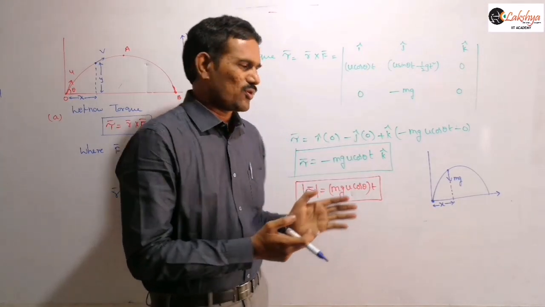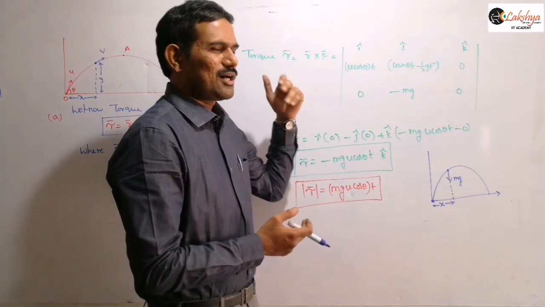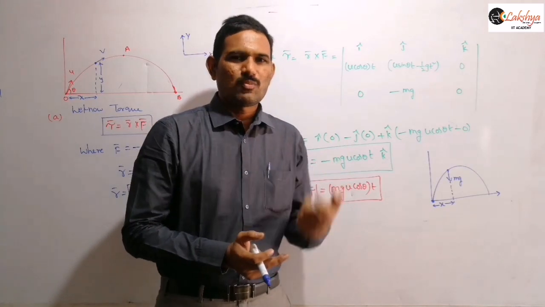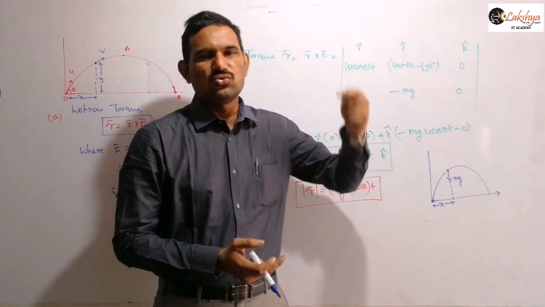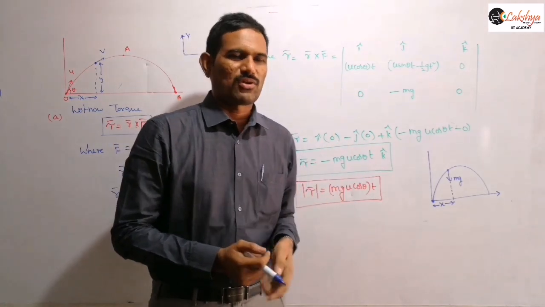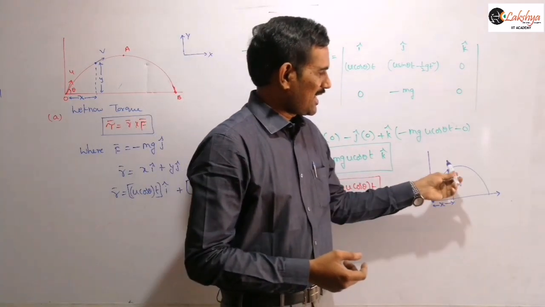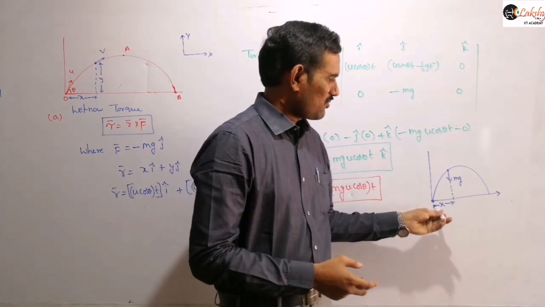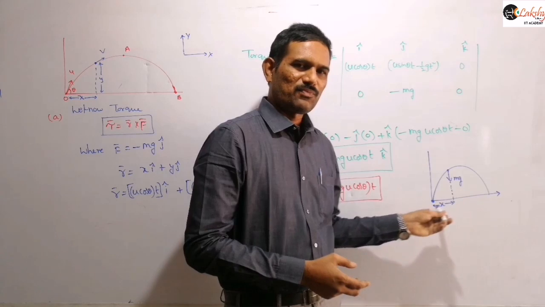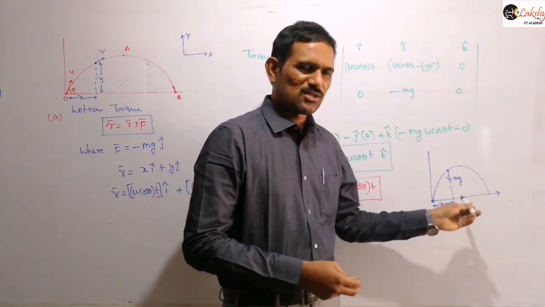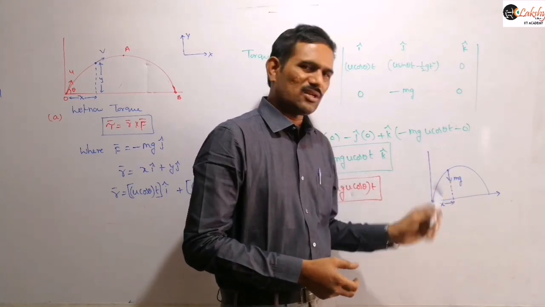Before writing this cross product, the torque we defined as force into perpendicular distance. Perpendicular distance from the line of action of force to a reference point or the axis of rotation. Here the line of action is this vertical line, and this is our reference point. So this distance is what we call the perpendicular distance: the shortest distance between the line of action of force and the reference point.